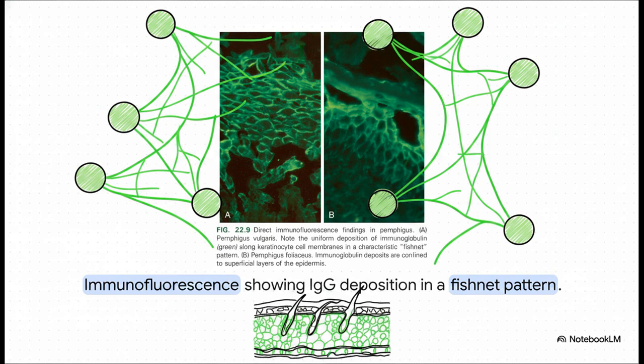And this right here brilliantly illustrates how we definitively solve the case. What you are looking at is direct immunofluorescence, which is the gold standard diagnostic tool. By using special glowing markers, pathologists can literally see the autoantibodies caught in the act. In pemphigus, the IgG antibodies deposit along the cell membranes in this striking, bright green fishnet pattern. It's an undeniably beautiful image of a highly destructive process, showing exactly where those intercellular connections are being targeted.